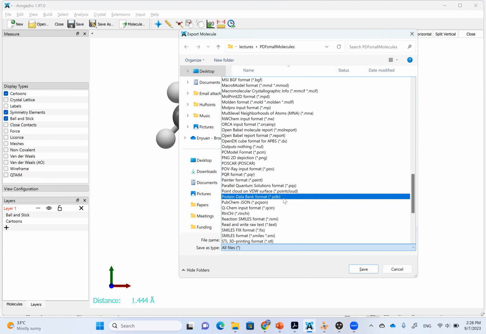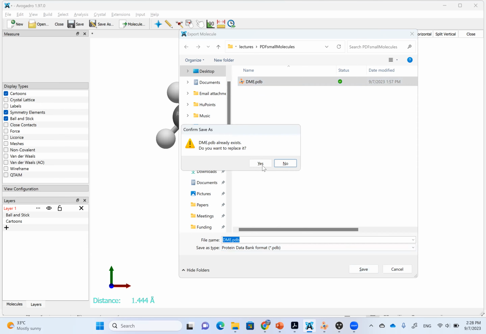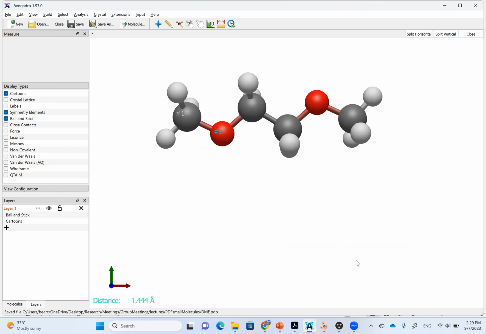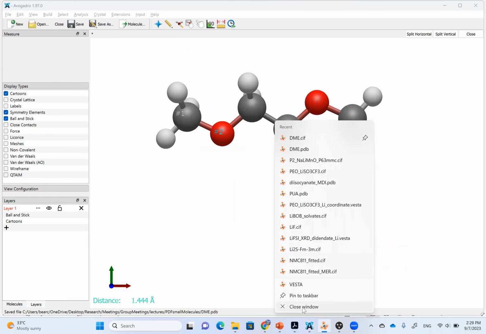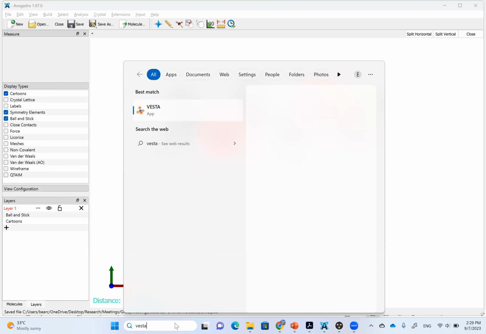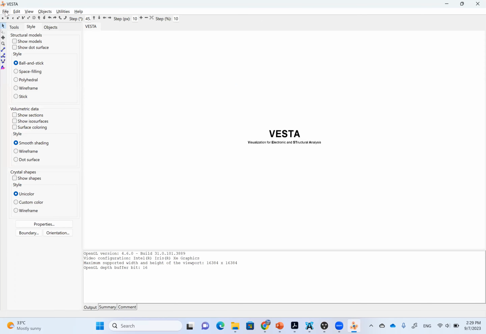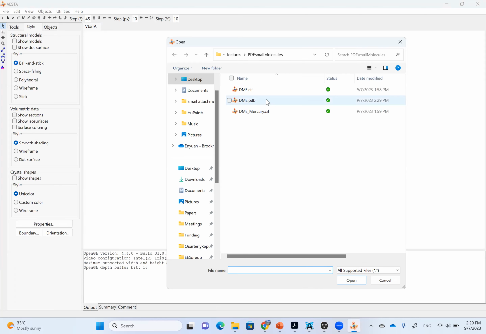Okay, so we can export from Avogadro as a PDB. We'll just take one, just say the name. Okay, so now it's saved. And now let's open Vesta. Again, Vesta is also free. So let's go to Vesta and open the PDB file we have just created. This one.